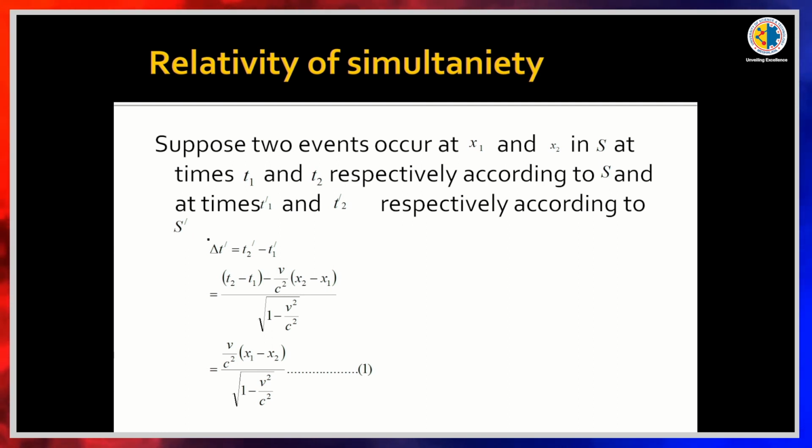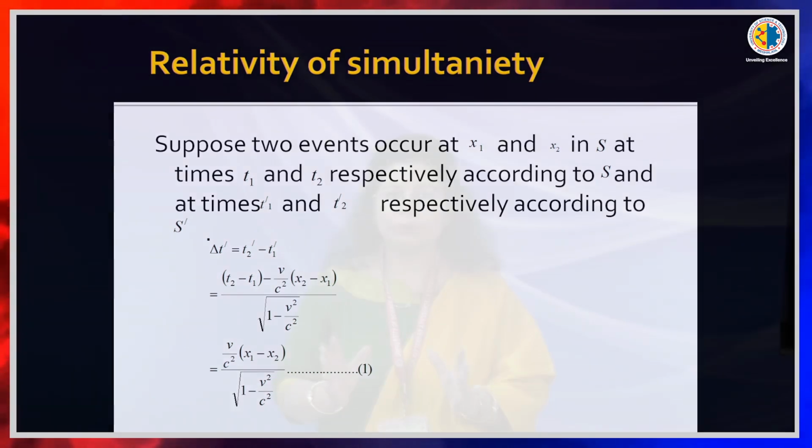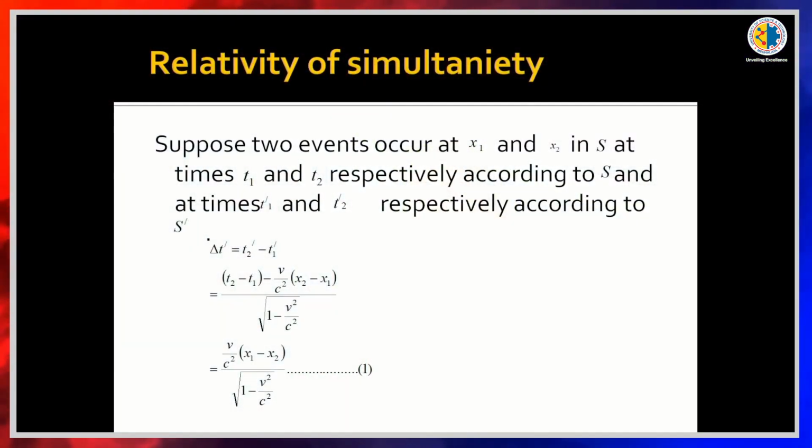Here we consider two frames, S and S dash. The S frame is at rest, where velocity is 0, and S dash moves with a constant velocity. Now, consider two events, one at x1 and another at x2, and they happen at the same time, that is t1 equals t2. These are the times measured from the rest frame S, and t1 dash and t2 dash are the times with respect to the moving frame. Now, what is the time difference between both events?